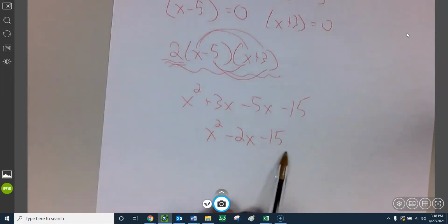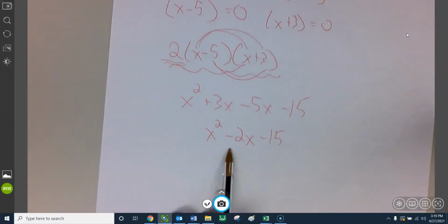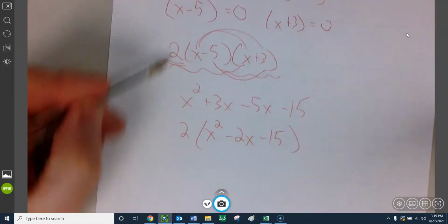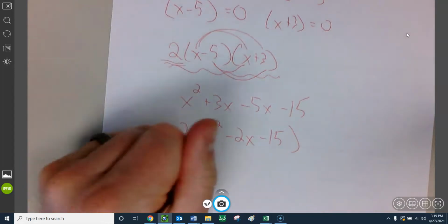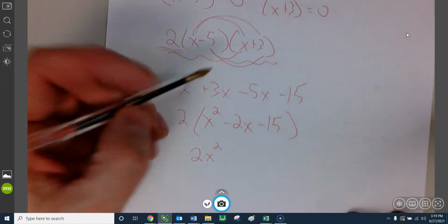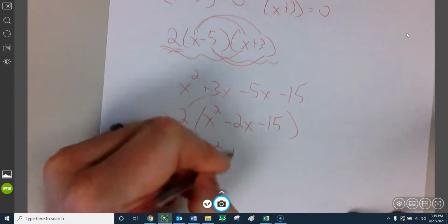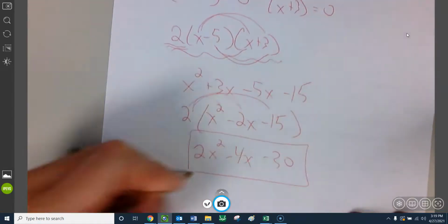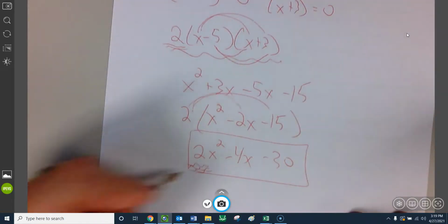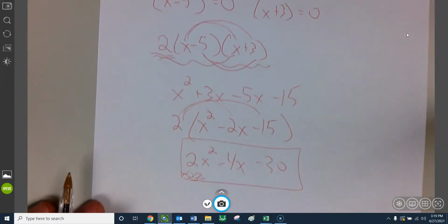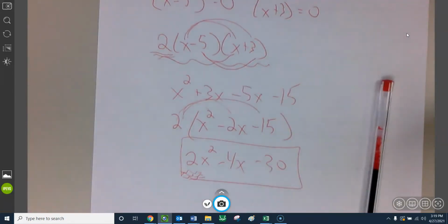That would actually have the roots 5 and negative 3, like we started with, but it said with a leading coefficient of 2. So I have to have that 2 out here. I'm going to multiply a 2 inside all this stuff, and we have done this before, this little skill. We just didn't really know what we were doing. 2x squared - 4x - 30. There is our quadratic. It has a leading coefficient of 2, and it has roots of 5 and negative 3. It has x-intercepts of 5 and negative 3. That's what this little random skill is about.